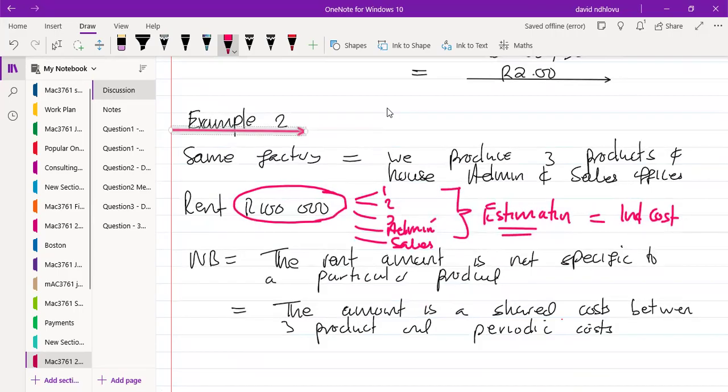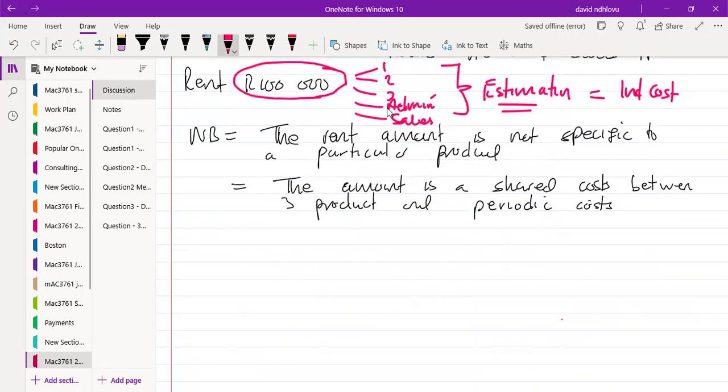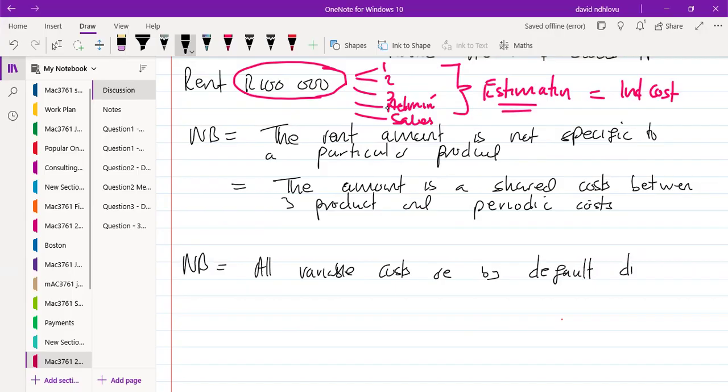We don't have that with example number two. So example number two now will represent an indirect cost. Let us note that all variable costs are by default direct costs, unless stated otherwise.